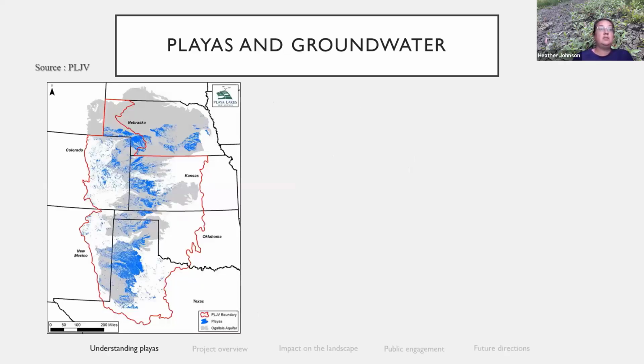So, playas and groundwater. Playas exist all the way up through southern South Dakota, into the Rainwater Basin region where I was in Nebraska. That's the part outside of the Playa Lakes Joint Venture region. And it extends all the way down into the South Plains, Midland, and Odessa area.